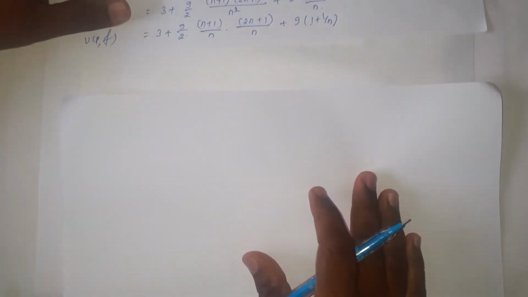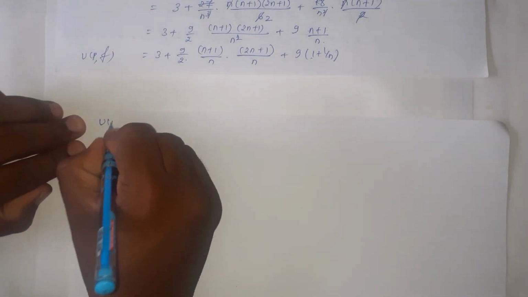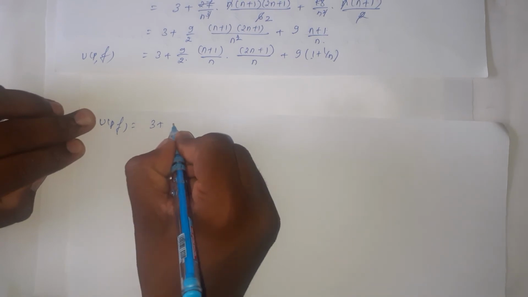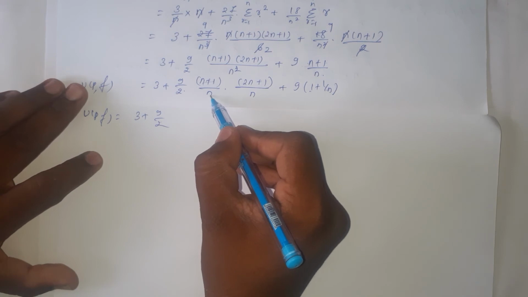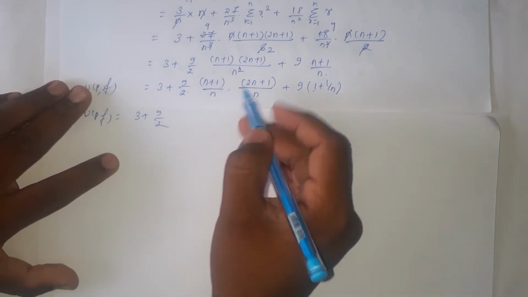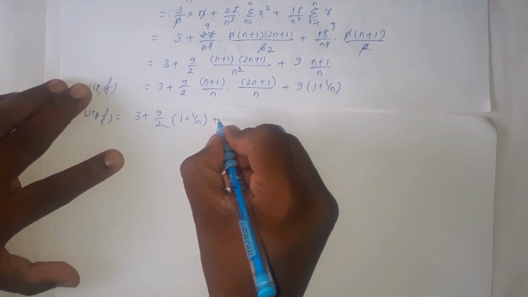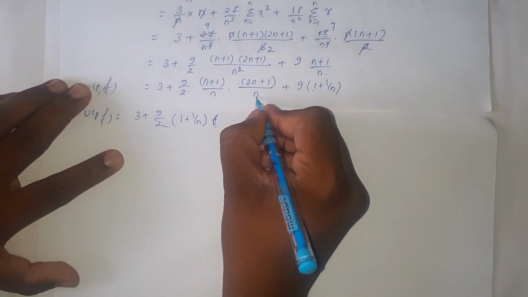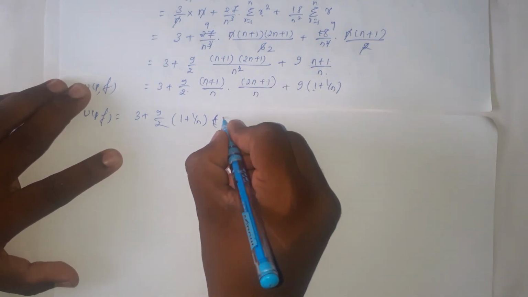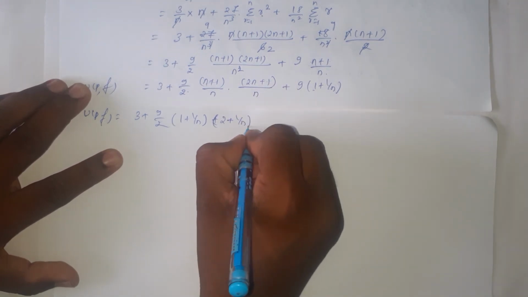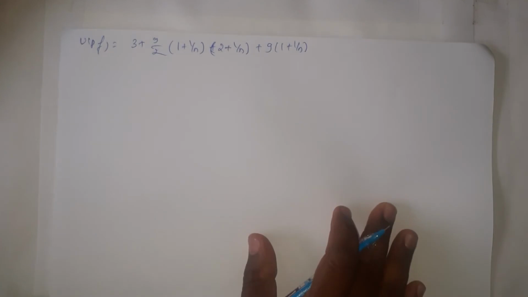And again, this step can be written more simply as UPF is equal to 3 plus 9 by 2. So, here this (n plus 1) by n is there, we can divide this (n plus 1) by n separately, then we can write 1 plus 1 by n plus here into (2n plus 1) divided by n is there, and again if you divide this (2n plus 1) by n separately, that becomes 2 plus 1 by n plus 9 into 1 plus 1 by n. So, therefore, it is the UPF.